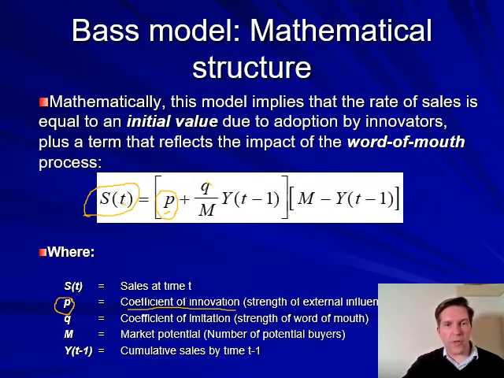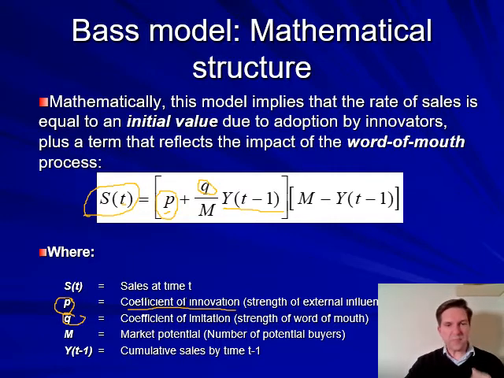Then you have another parameter called Q, right? Q is the coefficient of imitation, which is the strength of this word of mouth effect. This is how likely are people that are waiting in the silence to jump in just because they talk to somebody else. And the more people have bought the product in the previous year, which comes from this part right here, the more likely you are to talk to somebody, and because of that, the more likely you are to jump in and buy the product yourself if you are an imitator.